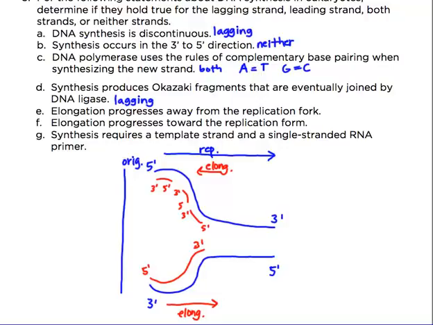So which one is progressing away from the replication fork? If replication is happening toward the right and the replication fork is on the right, the one that's having elongation to the left is the lagging strand, so that is progressing away from the replication fork. Now it's asking which one has the elongation progressing toward the replication fork, and that is the leading strand. Finally, the last statement says, synthesis requires a template strand and a single-stranded RNA primer. Now again, this is true for both strands.